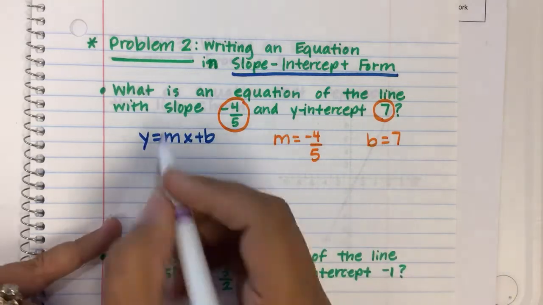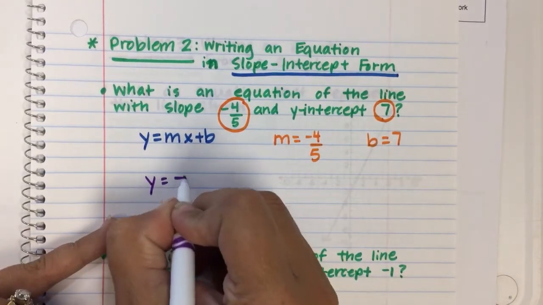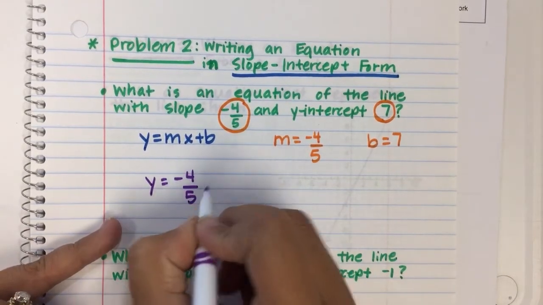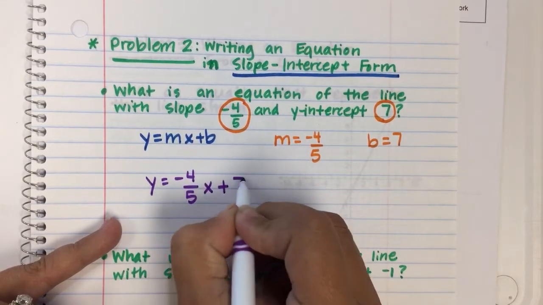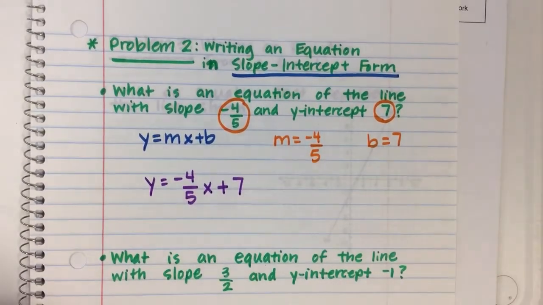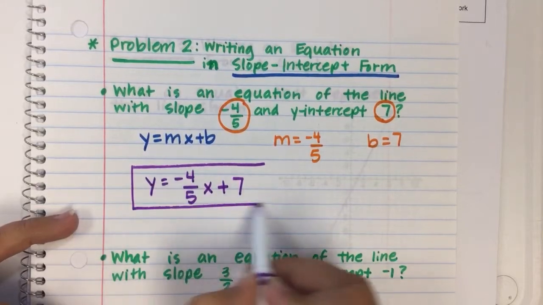So I'm going to plug those into this equation. So y is equal to -4/5 x plus b is 7. And this is your answer.